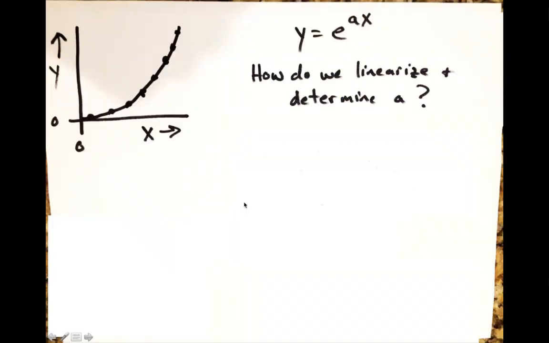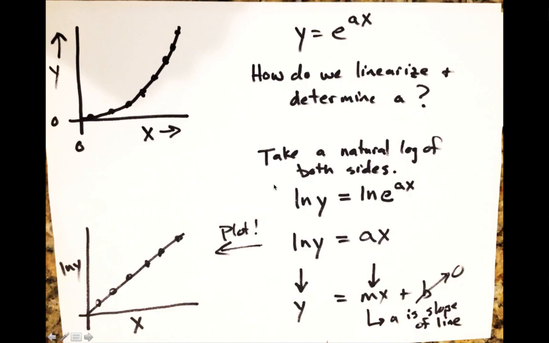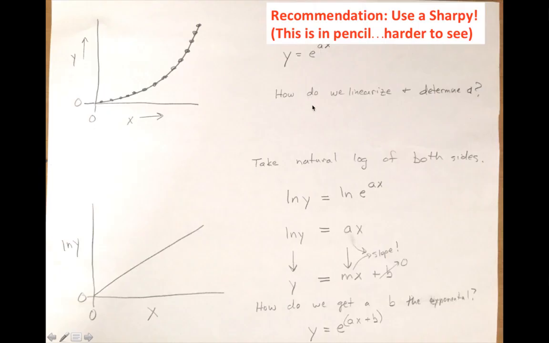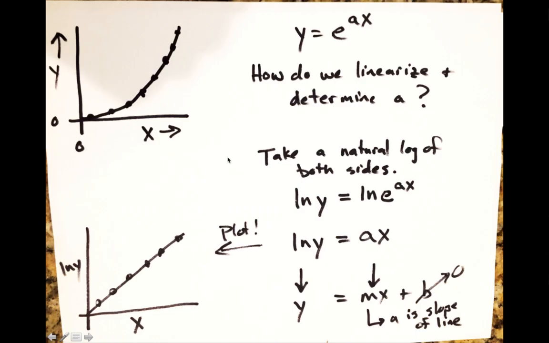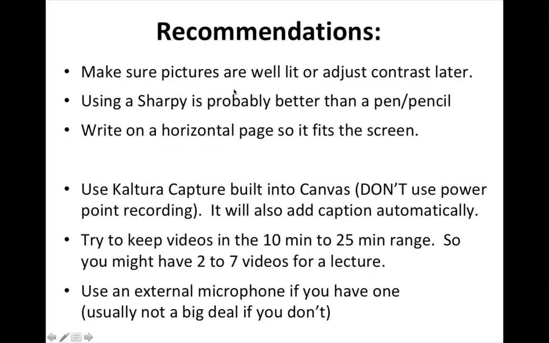So my recommendations for doing this are, you see I'm using a Sharpie here on a white piece of paper. I think that's better than if you use pencil or pen. I mean, it turns out okay. You can see kind of how it compares, but it is a little bolder if you use a Sharpie marker. Otherwise, besides using the Sharpie, make sure your pictures are well lit or adjust the contrast later. You can do that right in PowerPoint. Write on a horizontal page so it fits to the typical PowerPoint screen ratio.